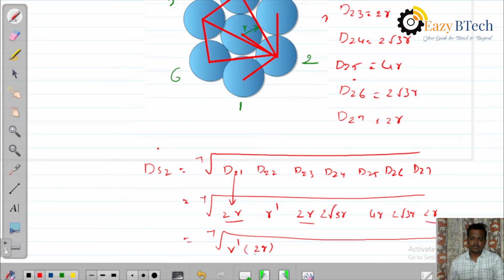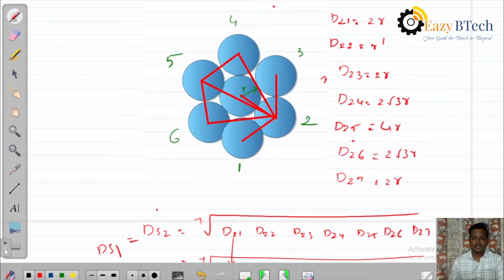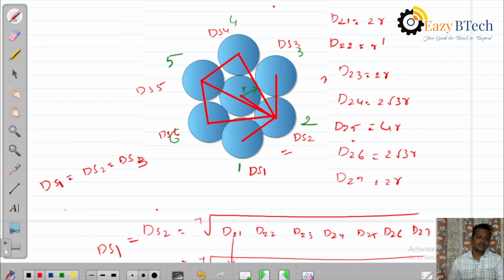2R cube, 2√3R, 2√3R, 2√3R square, 4R. This is the same as your DS1, or not? DS1 and DS2 both are same. What you finally conclude from the diagram is, the DS1 of the first conductor and DS2 of the first conductor both are same. Like that, DS3, DS4, DS5, DS6 are same. We can cross check that the GMR of any of the outer conductors is the same. DS3 equals DS4 equals DS5 equals DS6. All outer conductors have the same distances.